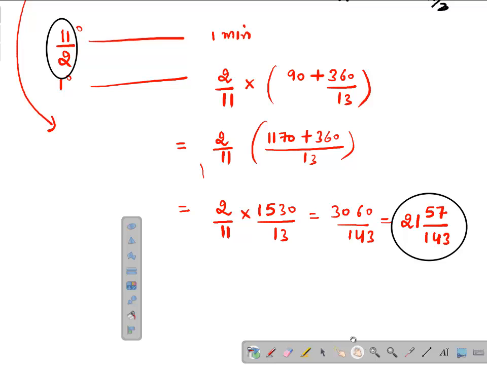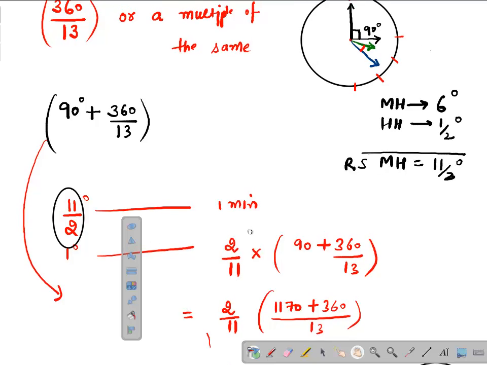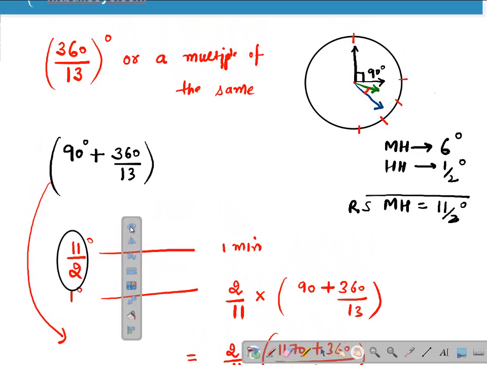And besides that students, whenever the hands interchange their positions, they always make an angle of 360 by 13 degrees or a multiple of that. It is 360 by 13 in case of a gap of 1 hour, and if it's a gap of roughly 2 hours, it is done into 2 and so on. Right students? Now let's go to the next question here.